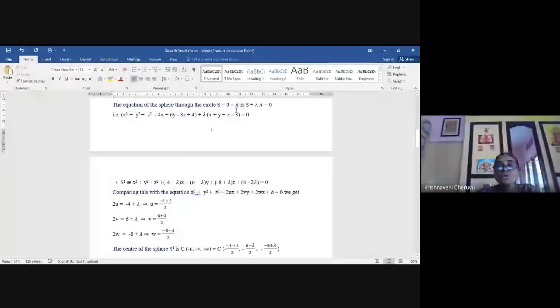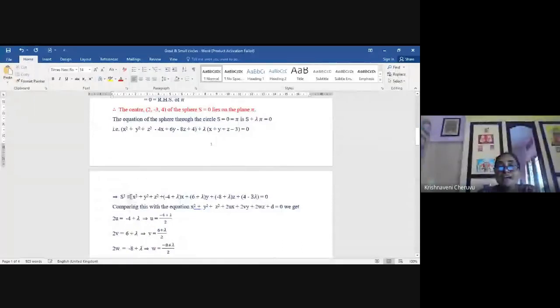So now we are going to find a sphere. Sphere standard form is x² term, y² term, z² term, x term, y term, z term, and constant term. So what I did is from this I put all x², y², z² terms, and then I take x common here: −4 + λ. If I take y common, I get 6 + λ. When I take z common, I get −8 + λ. And the constant term: here we have +4, here you have −3λ. So this is the sphere, girls.